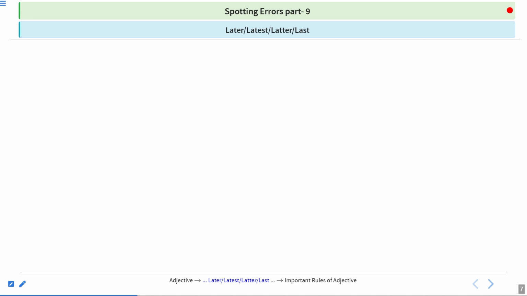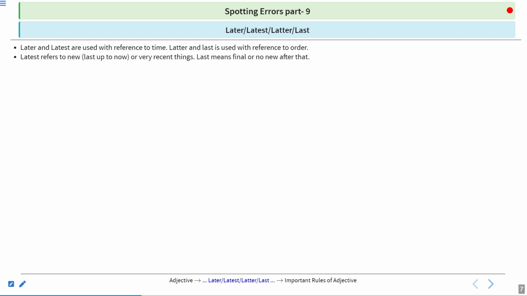Later, latest, latter, last. Later and latest are used with reference to time. Latter and last are used with reference to order. So we use later and latest to talk about time, and latter and last with reference to order or sequence. Latest refers to new, meaning last up to now or very recent. Last means final, or no new after that, in order or in sequence.